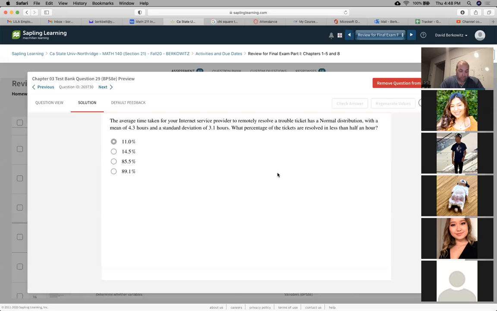So distribution, normal CDF, negative infinity to 0.5, where the mean is 4.3, the deviation is 3.1, and we get an answer of 11.0%, 0.110136 actually. If you really want to be a stickler for accuracy, we round the 5 to a 6.